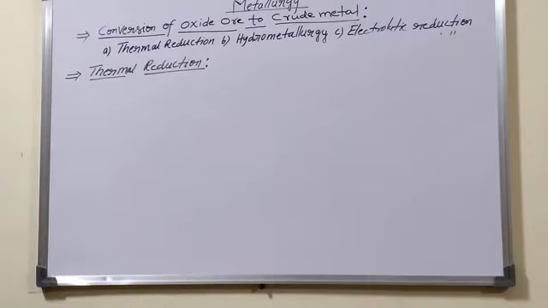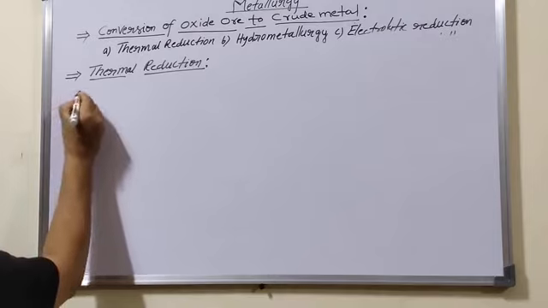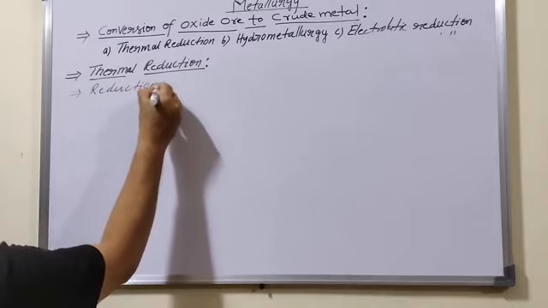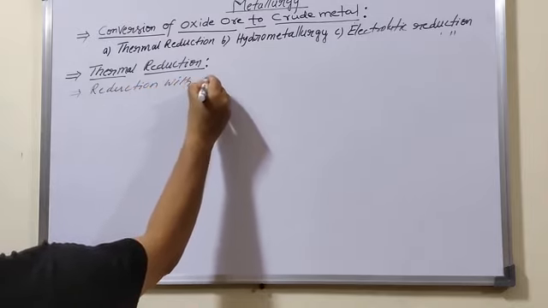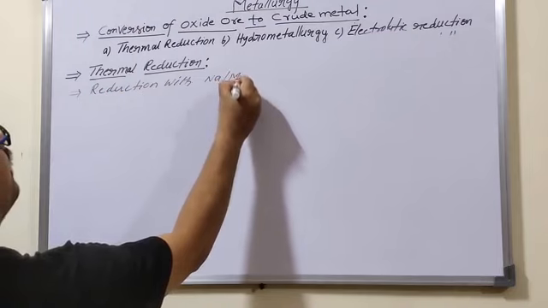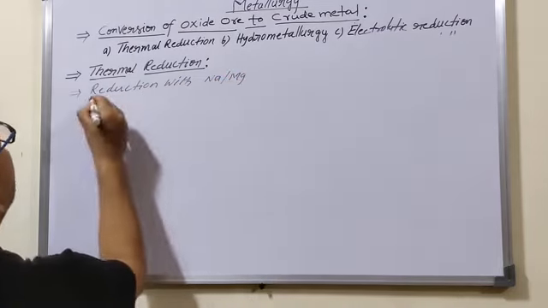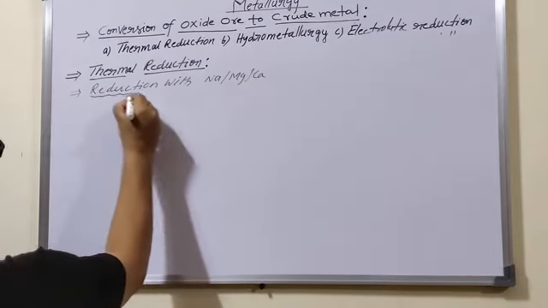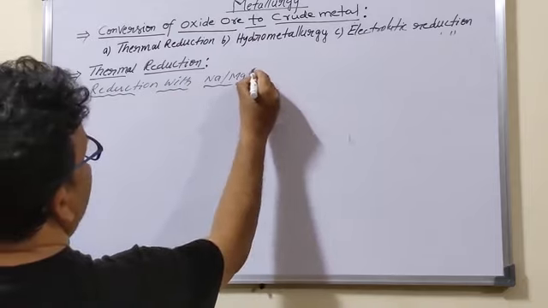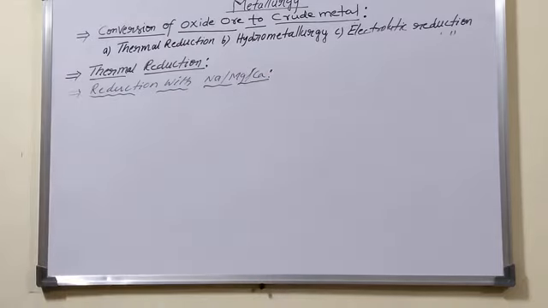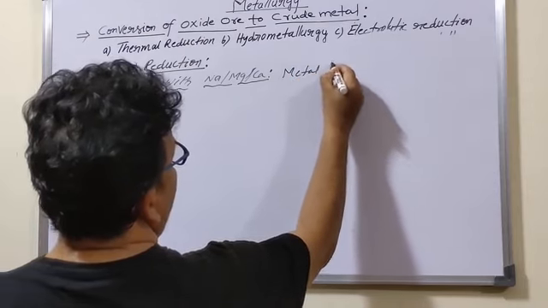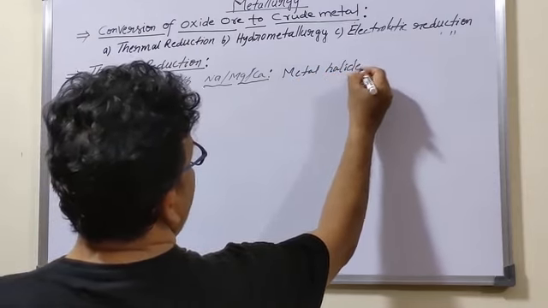Let me discuss a few more examples of how reduction takes place by thermal reduction. Here I am taking a few more reducing agents. Reduction with sodium or magnesium or calcium. Sodium, magnesium and calcium are electropositive elements. Generally, metal halides are reduced by this method.